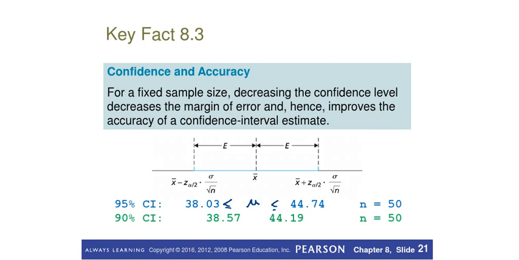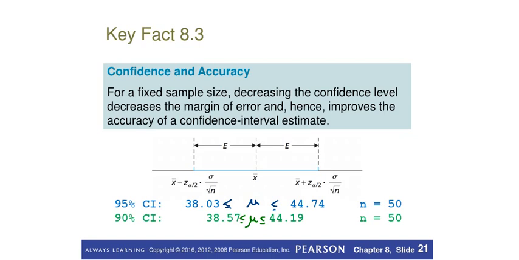We notice, by the way, that that interval becomes a lot smaller when we use a lower confidence level. In other words, we're only 90% confident that the mean will be between 38.57 and 44.19 years, right?